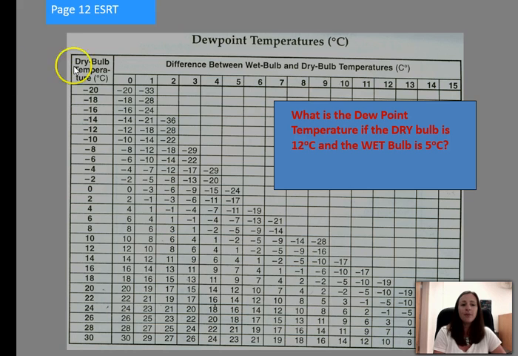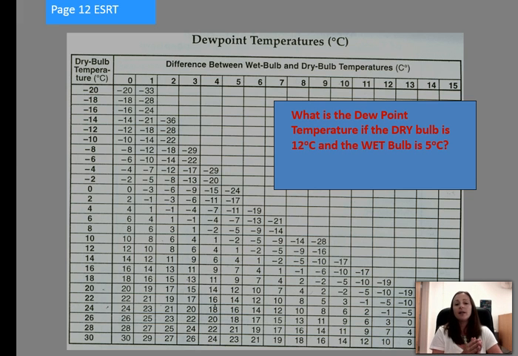Then you take the dry bulb temperature, which is also known as your air temperature, and you find that along the bottom, along the y-axis. So we match the difference with the dry bulb temperature and we get our dew point temperature. Where they meet is the dew point.